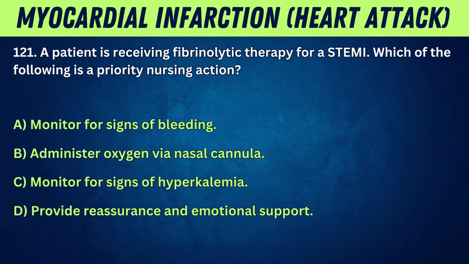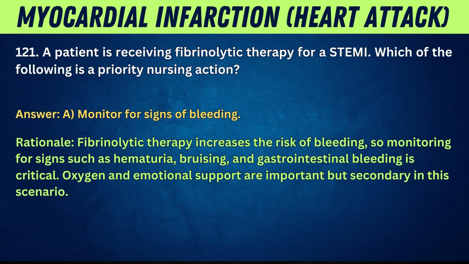121. A patient is receiving fibrinolytic therapy for STEMI. Which of the following is a priority nursing action? A. Monitor for signs of bleeding. B. Administer oxygen via nasal cannula. C. Monitor for signs of hyperkalemia. D. Provide reassurance and emotional support. Answer: A. Monitor for signs of bleeding. Rationale: Fibrinolytic therapy increases the risk of bleeding, so monitoring for signs such as hematuria, bruising, and gastrointestinal bleeding is critical. Oxygen and emotional support are important, but secondary in this scenario.